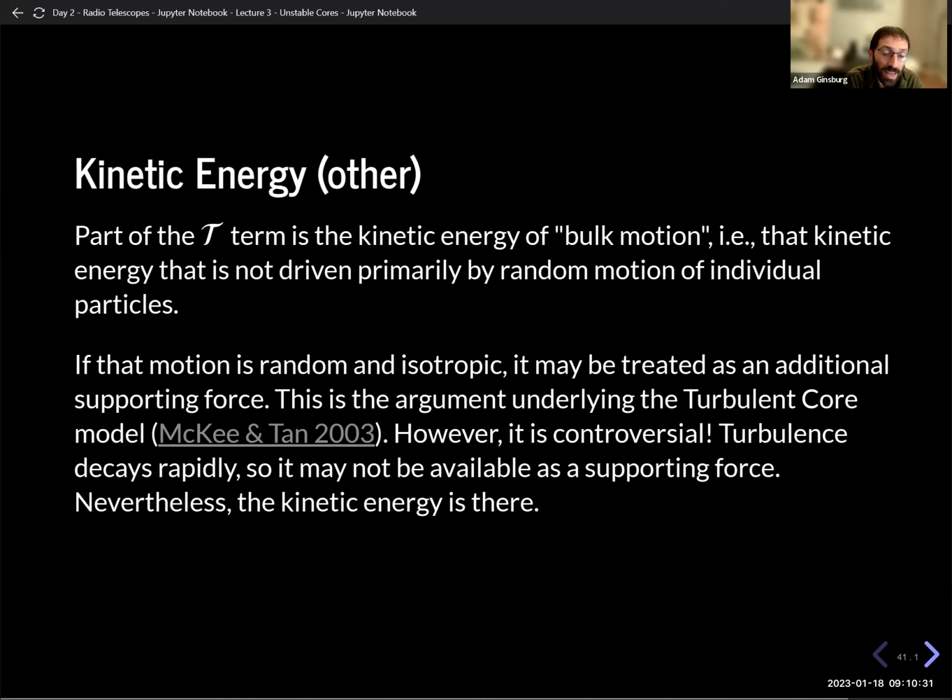We don't actually know for sure that that kinetic energy actually is working as an outward force. It's possible that because we're basically calling it turbulence, and if it is turbulence, it's supposed to decay very rapidly, meaning it becomes a different form of energy very quickly, it might not work to hold up the cloud against collapse. So this remains another uncertainty, another unanswered question in star formation.